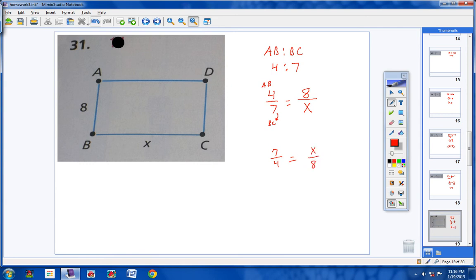Alright, let's go ahead and cross multiply. And let's see what we come up with, okay? 4 times x is 4x. 7 times 8 is 56. Divide both sides by 4, and x equals 14.